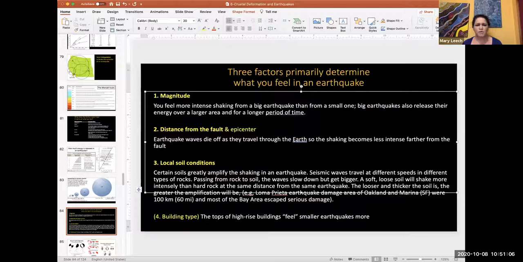The local soil conditions, or soil and or rock, maybe I should say substrate, meaning whatever you're standing on, or whatever the road is built on, or the building is built on. That's what I'm talking about. I'll say, how about substrate? So I mentioned the bay muds and the artificial fill that was put in the Marina area around the SFO.